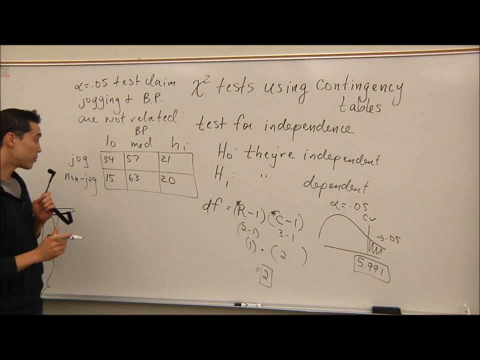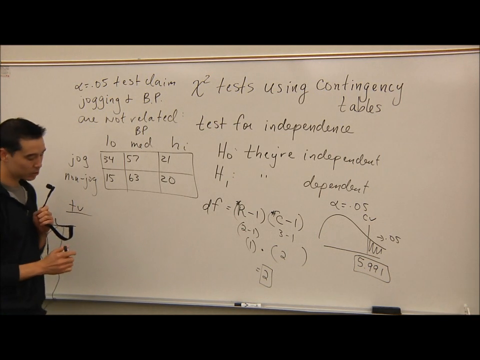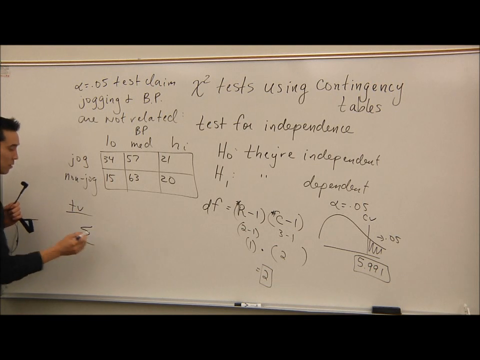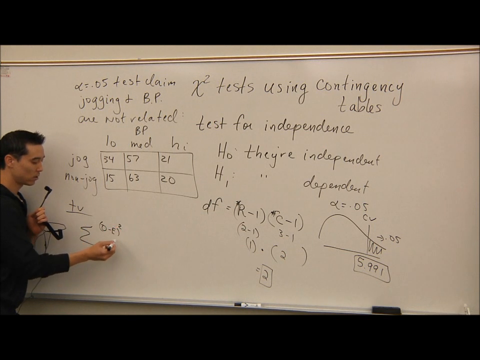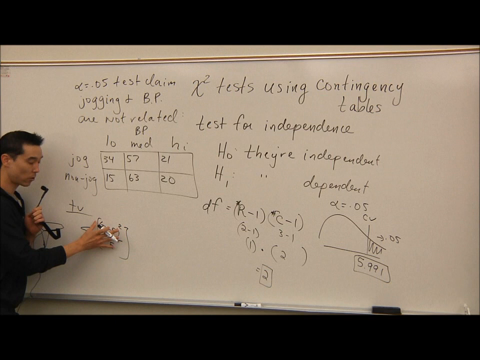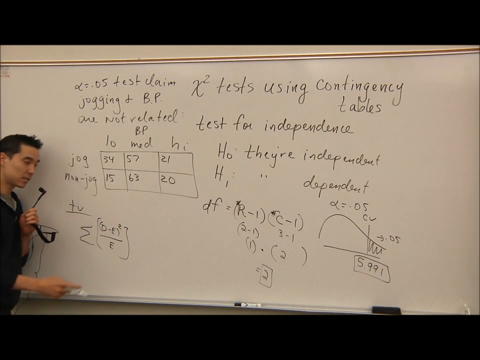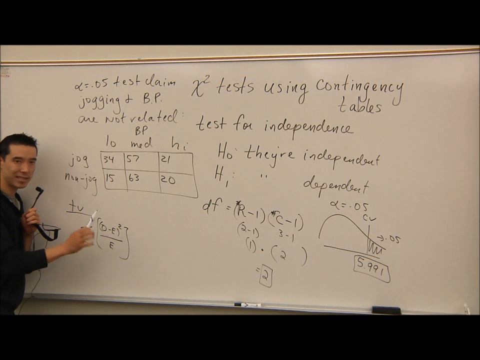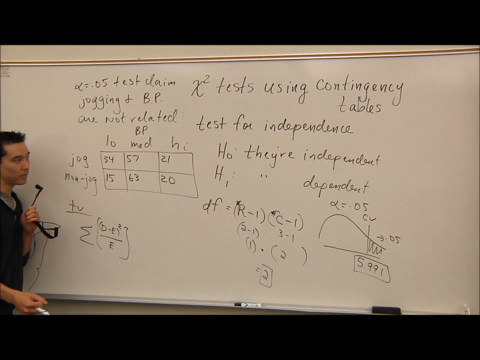All right, if you remember from last time, our test value formula, does anybody remember what it was? It's a summation. Anybody remember? The numerator was O minus E, quantity squared, over E. And I put this in brackets because this whole thing is repeated. Okay? And with the goodness of fit tests, we had observed values, and then we had these expected values based on what was hypothesized. Okay?